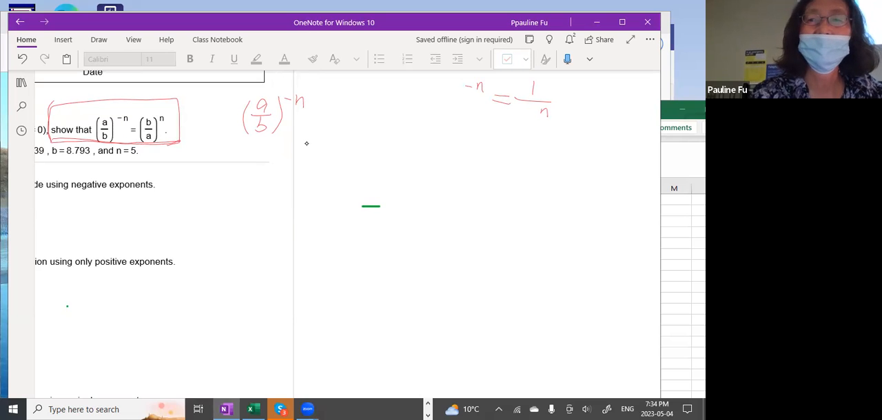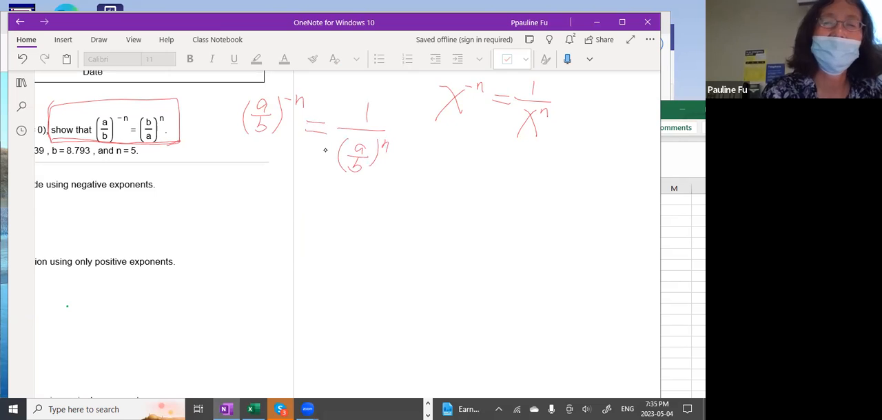Or maybe I use x to avoid confusion. X raised to power negative n equals 1 over x raised to n. Okay, so using this one, I get 1 over (a over b) raised to power n. That's right. Any questions? So this is the left-hand side. And continue.